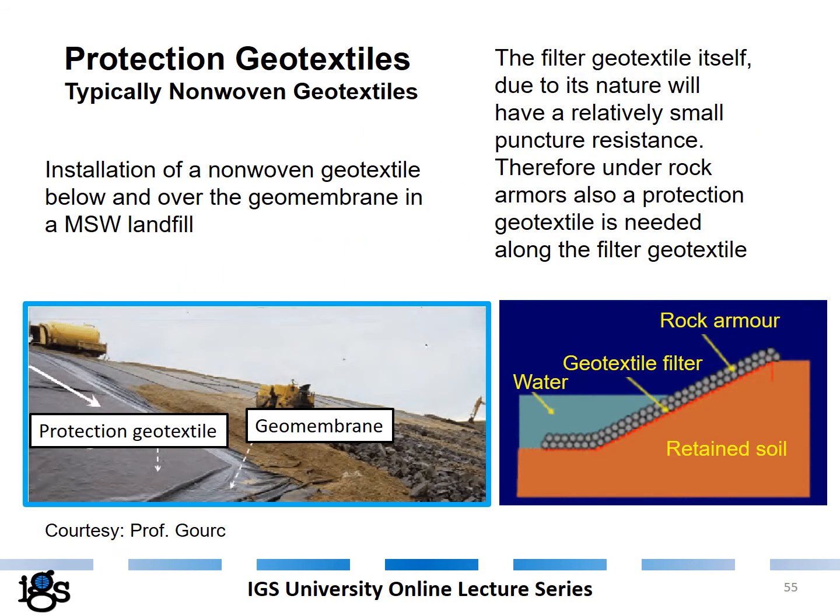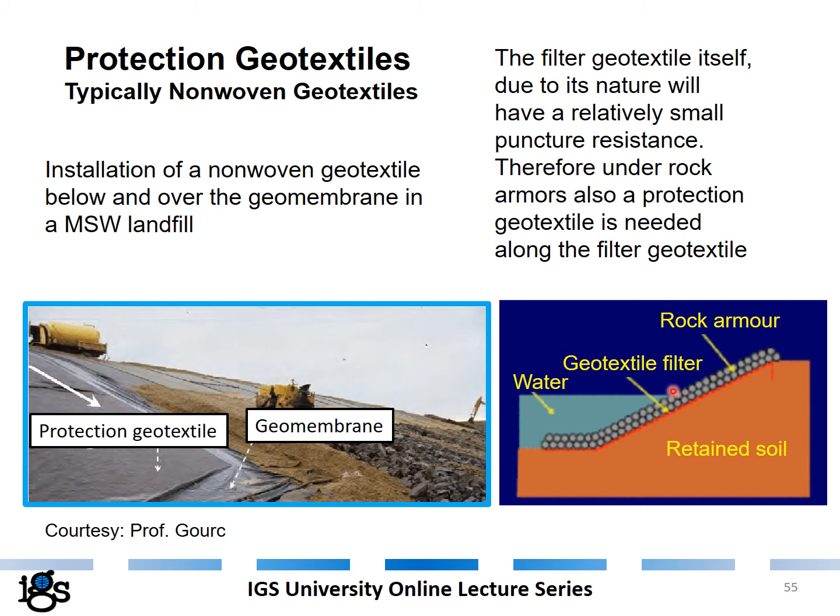In this slide, we see two applications of protection geotextiles. On the left-hand side, we see an example from a municipal solid waste spill, where there is a geomembrane liner and there is a protection geotextile laid above it. And the function of the protection geotextile is to prevent the sharp objects that may be placed on this layer to puncture into the geomembrane.